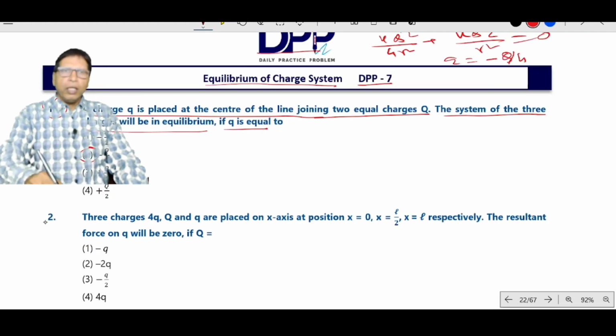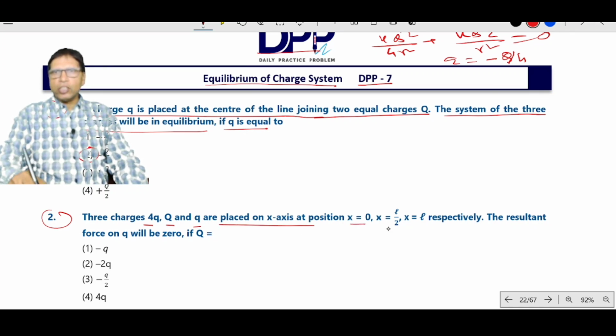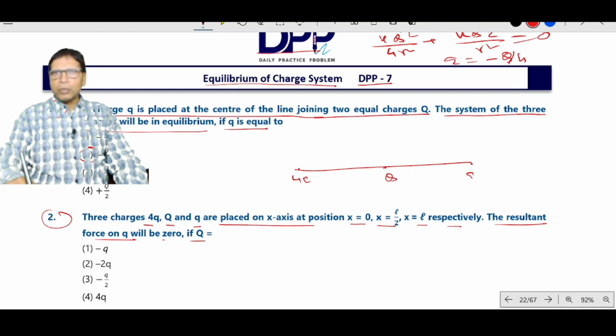Now look at this. Three charges 4q, Q and q are placed on the x-axis at x equals 0, x equals L by 2 and x equals L respectively. The resultant force on small q will be 0 if capital Q equals to? Now look at this. This is the charge 4q, this is the charge capital Q and this is the charge small q.